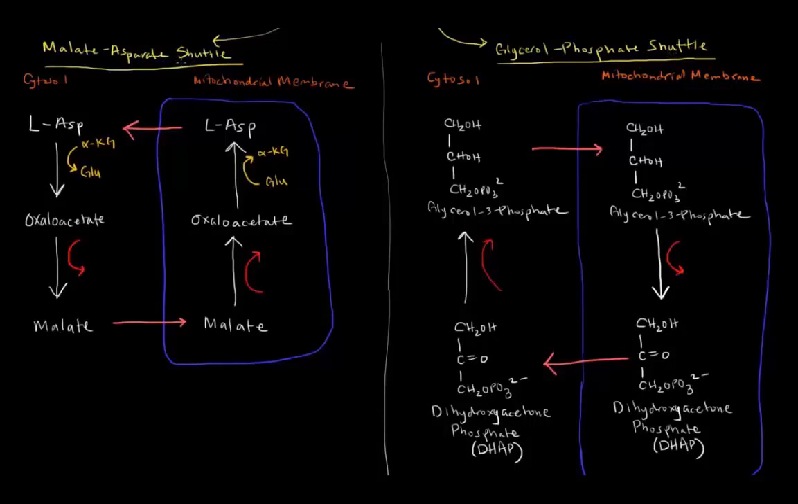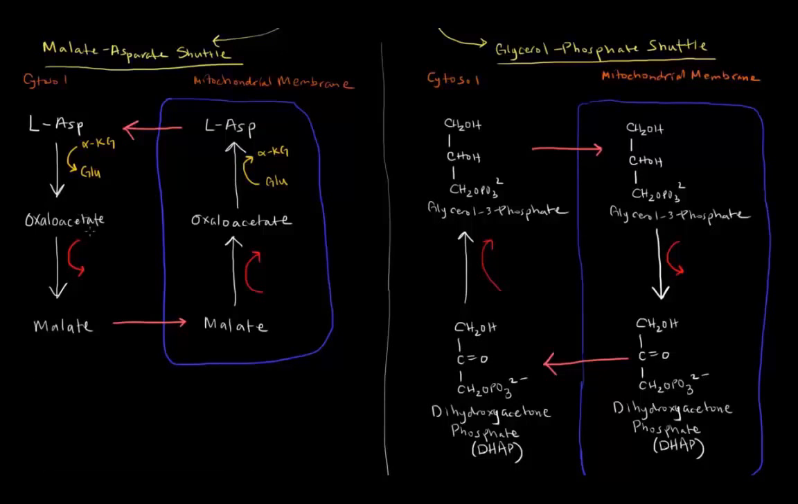In the malate aspartate shuttle, essentially what's going on is that if we have aspartate in the cytosol, L-aspartate, an amino acid, we can change that into oxaloacetate via a transamination reaction, taking alpha-ketoglutarate and turning it into glutamate, ripping the amino group off of L-aspartate and attaching it to the alpha-ketoglutarate to make glutamate, and then resulting in oxaloacetate. That's not really all too important to this.